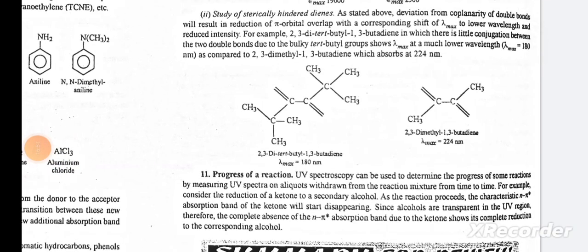Progress of a reaction. UV spectroscopy can be used to determine the progress of some reactions by measuring UV spectra on liquids withdrawn from the reaction mixture from time to time. For example, consider the reduction of a ketone to a secondary alcohol. As the reaction proceeds, the characteristic n to pi star absorption band of the ketone will start disappearing since alcohols are transparent in the UV region. Therefore, the complete absence of the n to pi star absorption band due to the ketone shows its complete reduction to the corresponding alcohol.